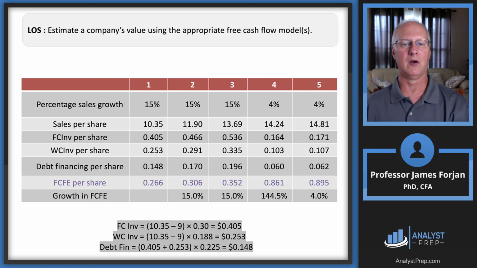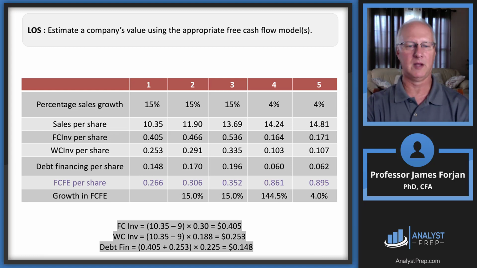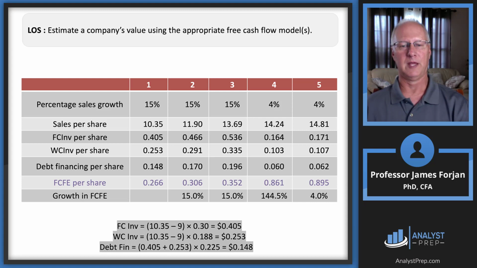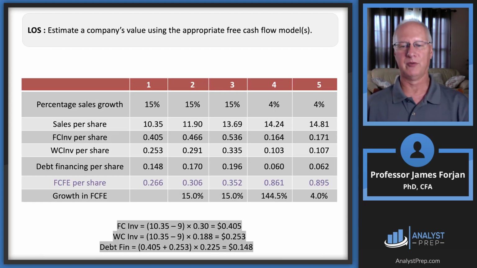So all we're going to do for that long-term investment is take the increase in sales, right, from 9 up to 10.35, take that difference, and then multiply it by the ratio of the long-term investment to sales growth. So there's that 30%. And then we do the same thing for the short-term, the working capital investment. We do the same thing. There's that 18.8. So there's the 4.05 and the 2.53. And then if you sum those and multiply it by, let me go back here, the debt financing, 22.5%, you get the 1.48. And so if you do all that math, you're going to get 2.66.